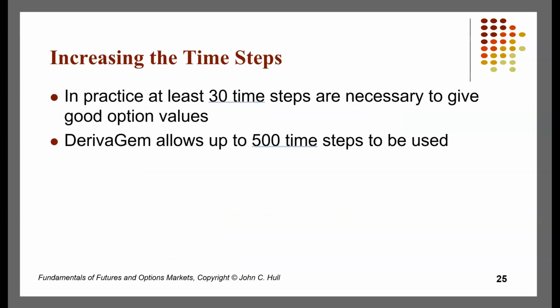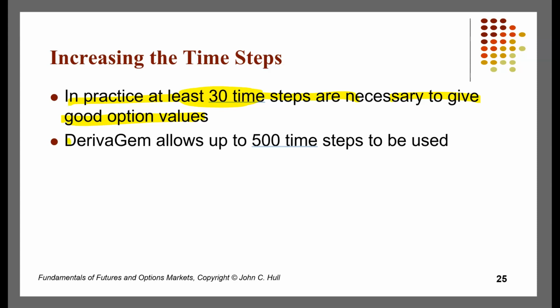As we increase the number of time steps, going from quarterly to monthly to daily, we get a little more accurate. As we talked about earlier, in practice at least 30 time steps are necessary to give a good option value. So if you're going to use binomial, you want to use at least 30 time steps, and you can create that fairly easily using Excel. It's pretty easy to do.